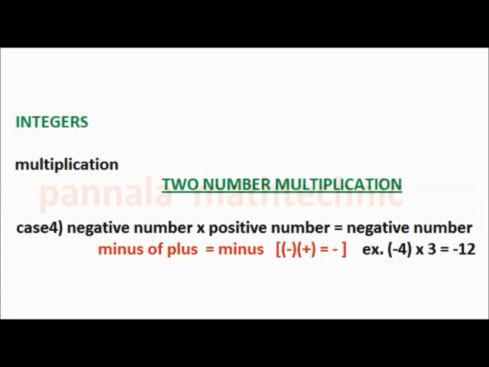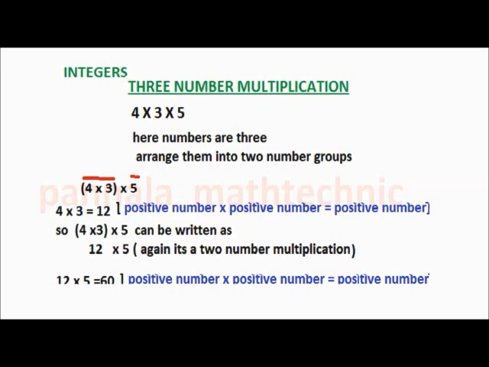Case 4, a negative number multiplied with a positive number results in a negative number. So minus of plus is equal to minus. Minus 4 multiplied with positive number 3 results in a negative number minus 12.